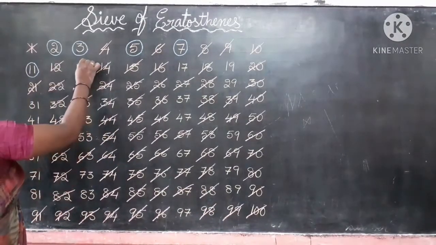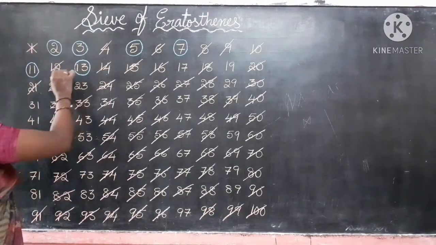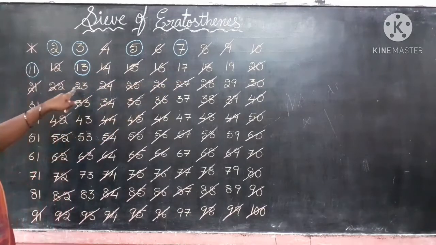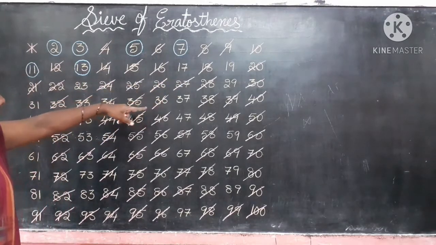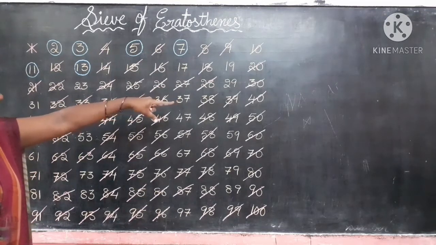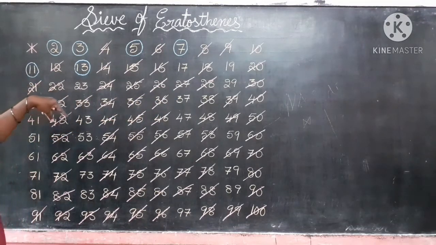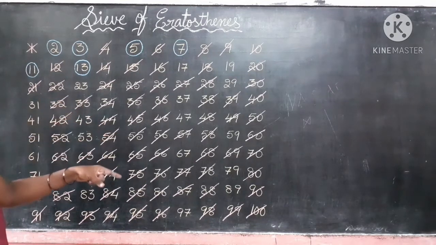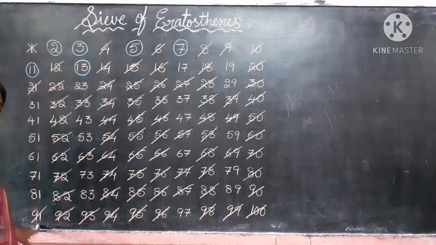Next, circle 13. 13 table numbers. 13 1s are 13. 13 2s are 26. 13 3s are 39, strike off. 13 4s are 52. 13 5s are 65. 13 6s are 78. 13 7s are 91. Yes, 13 8s are 104.